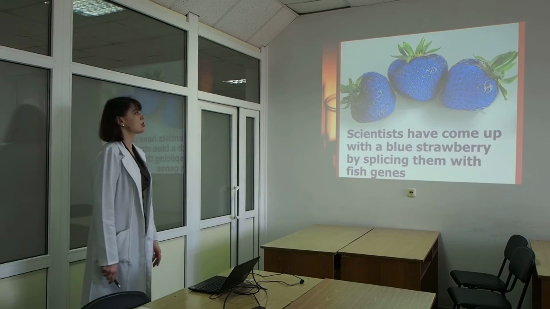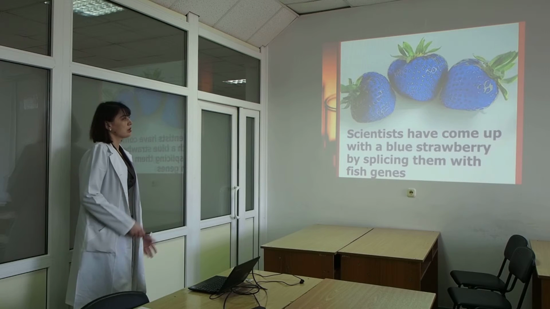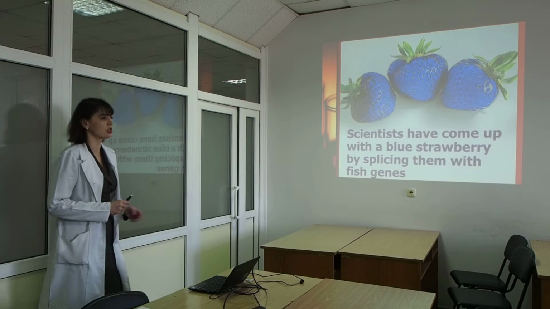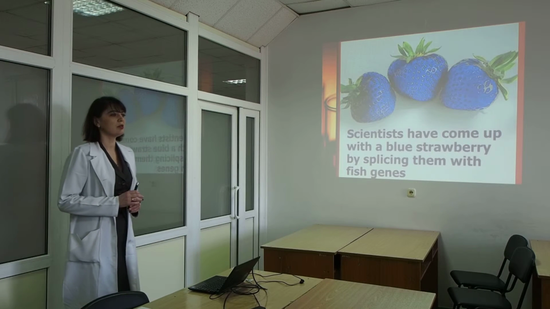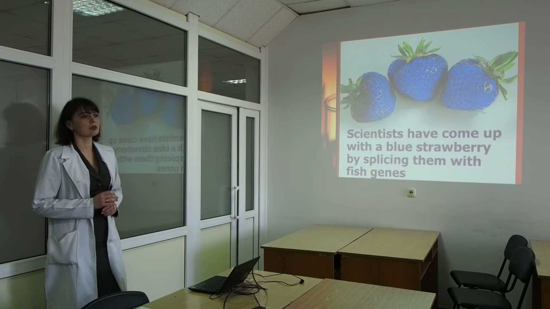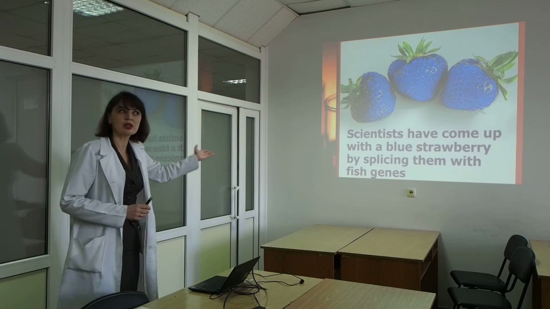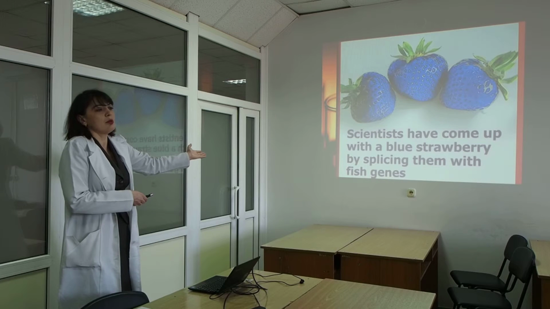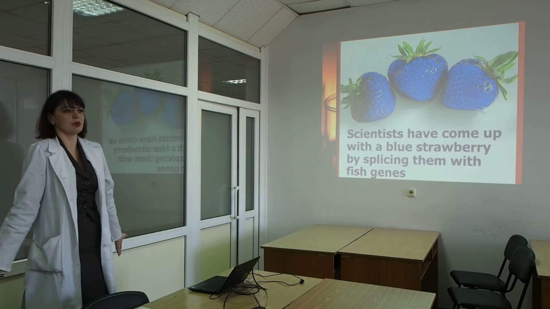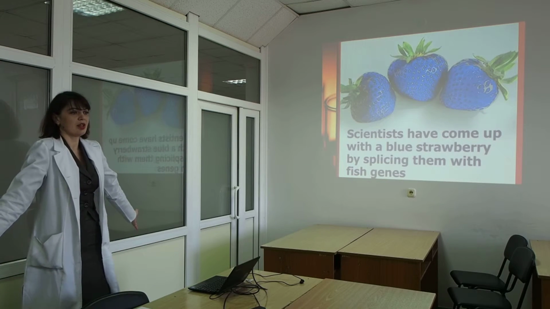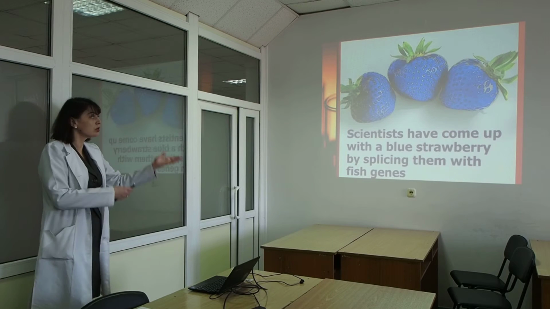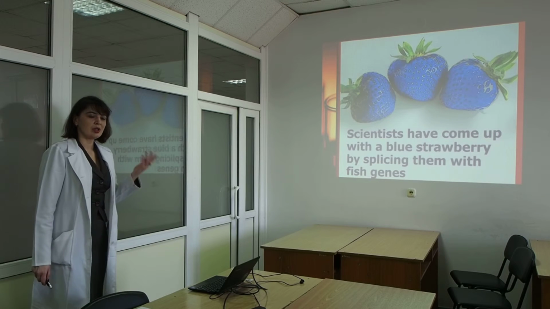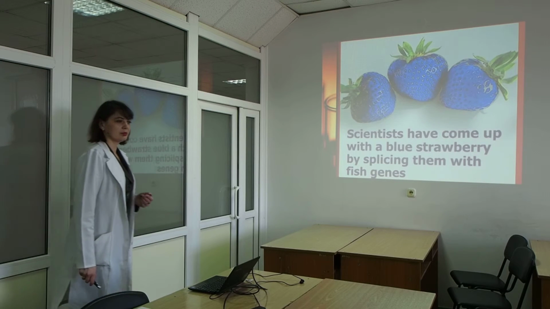Very nice strawberry with, by splicing them with fish genes. This is strawberry, which is made after splicing, as we started with tomatoes and jellyfish, and we ended up with strawberry and fish. So why are you surprised? Everything is possible in our life. It's a true picture. It's not like Photoshop.